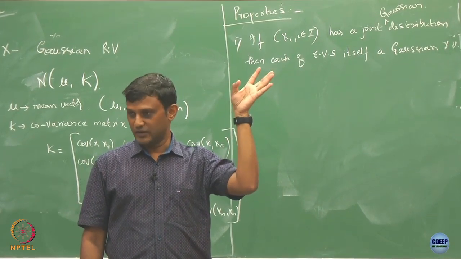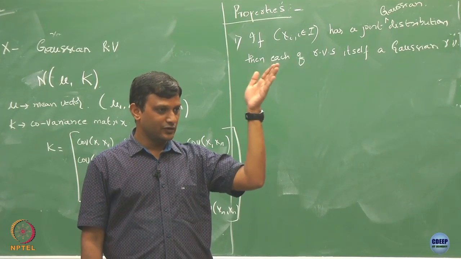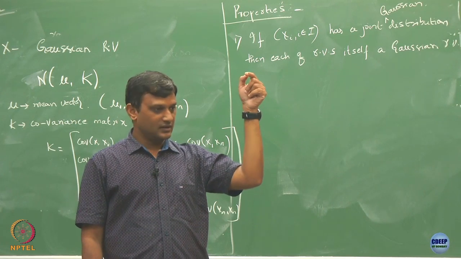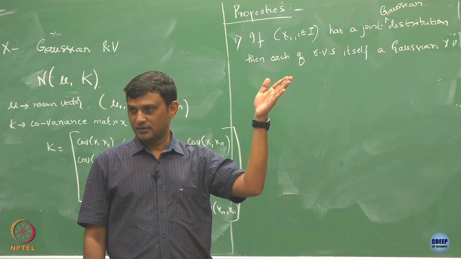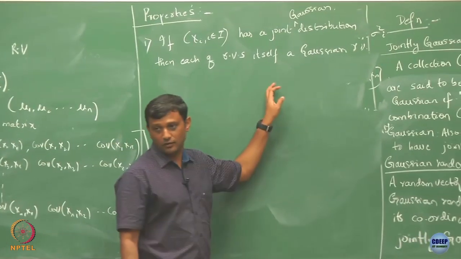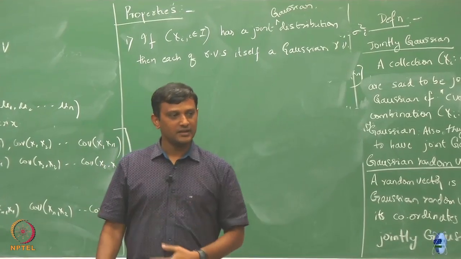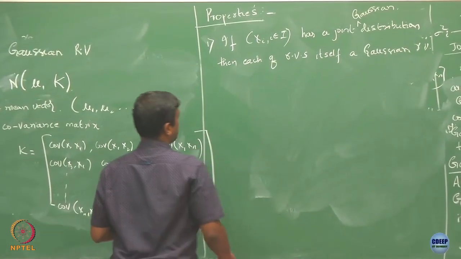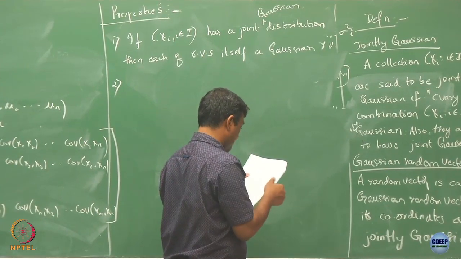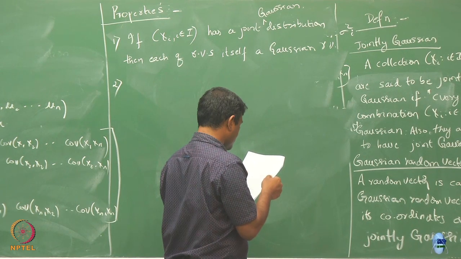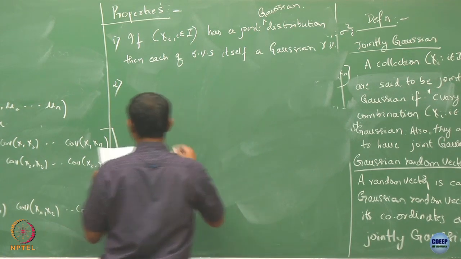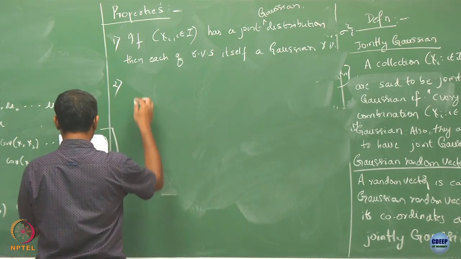I can choose a1 to be some non-zero value and set all the others, a2, a3, all the way up to an, to 0. In this case, I need to satisfy that a1 X1 is Gaussian. But since a1 is essentially a constant, X1 must be Gaussian in this case. And similarly for each of the components. So it must be the case that if the set of random variables has a joint Gaussian distribution, each one of them is itself a Gaussian random variable. This property we have already verified. I will just write it for the sake of completeness.